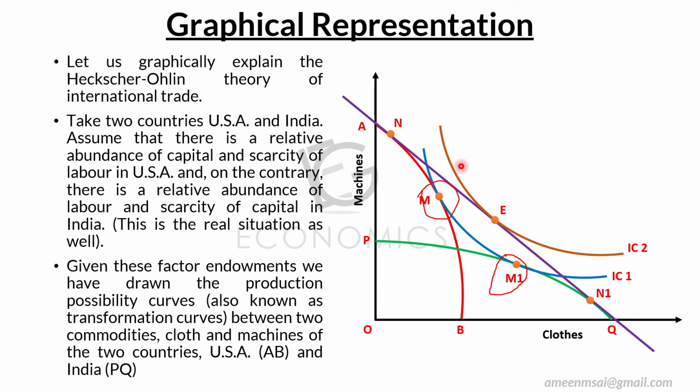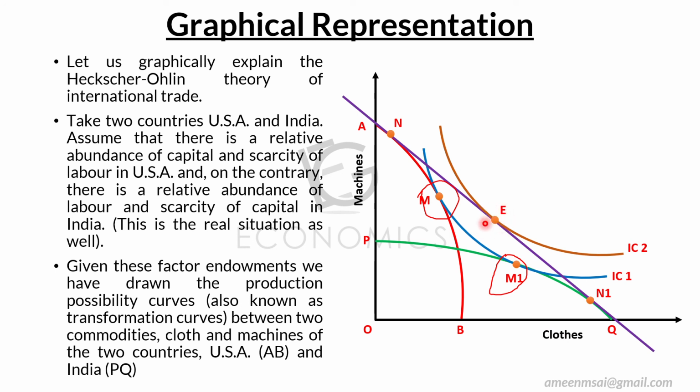So just look at this. After reaching the positions N and N1, we know that USA will produce more machines, and India will produce more clothes. After production, USA will export the excess amount of machines to India, and India will export the excess amount of clothes to USA.